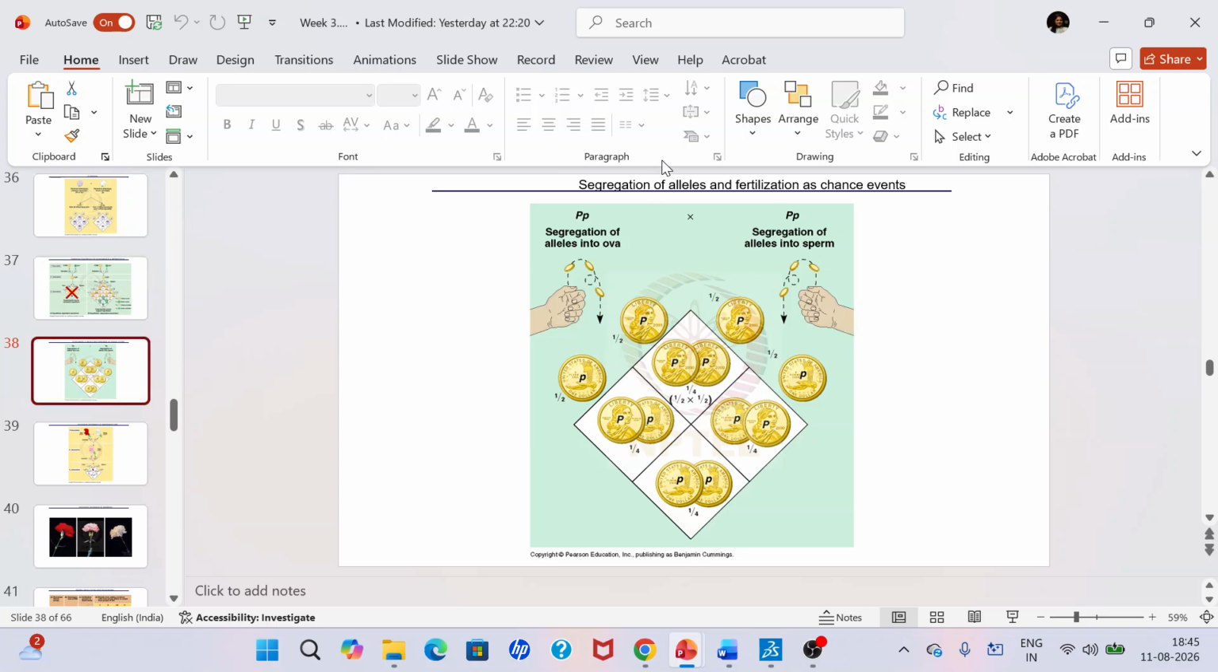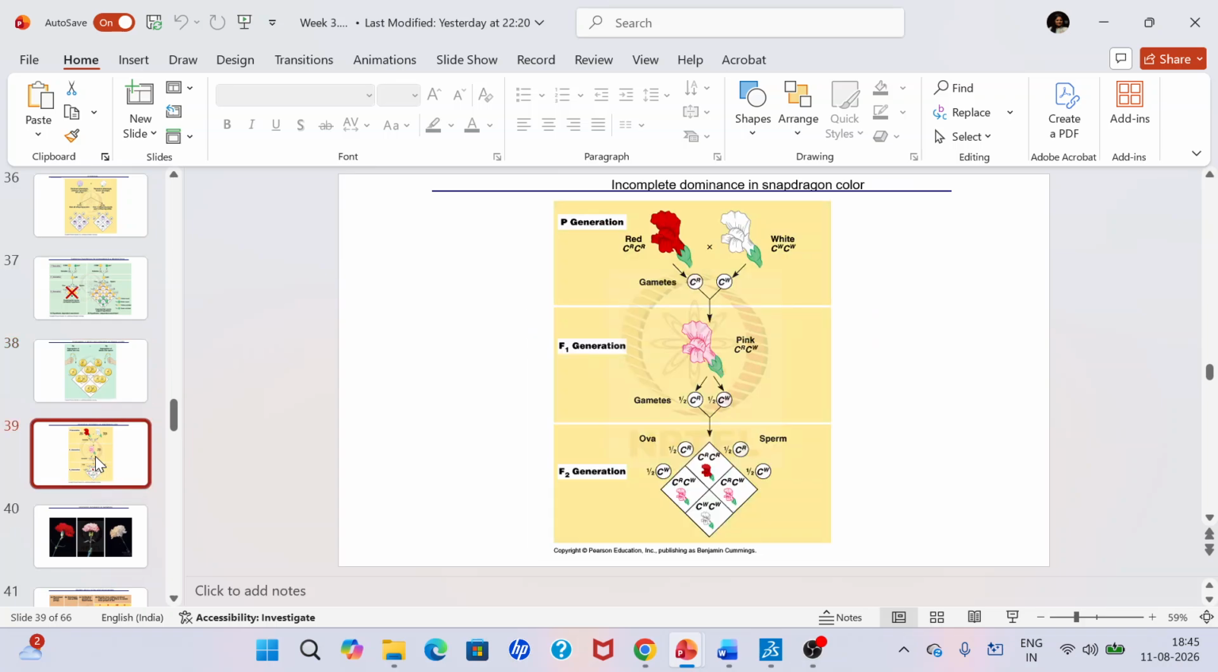So basically this is just to show that segregation of alleles happens in ova, happens in sperm, and when the sperm and ova fuse to form the zygote, it is a very random event which allele will fuse with which allele, the one present in the sperm and the one present in the ova, to form the zygote, and then it will give us the combination accordingly. This is a totally chance event.